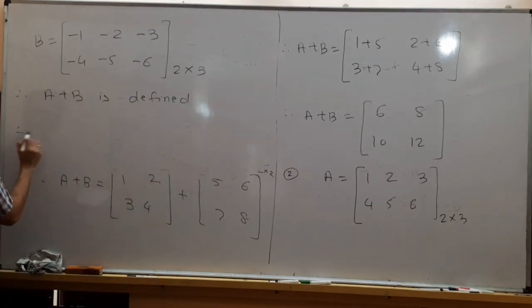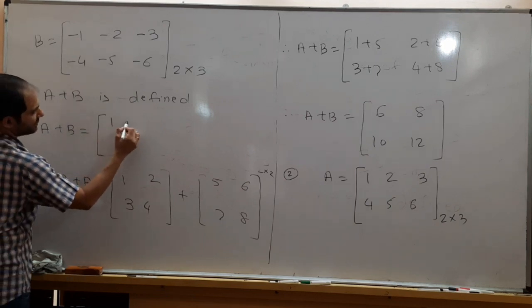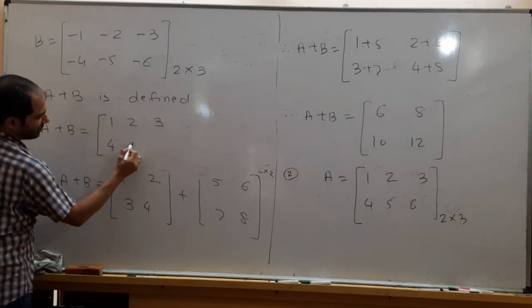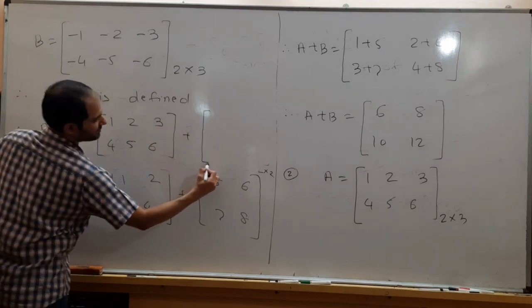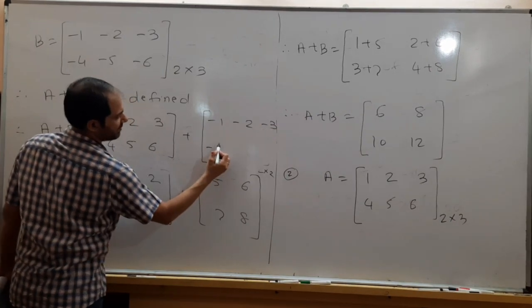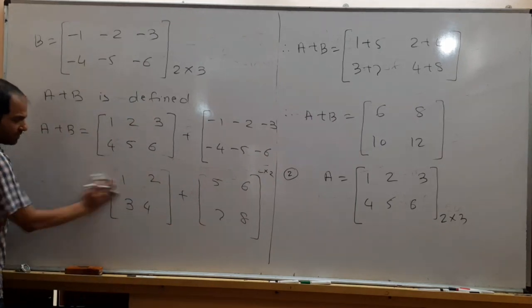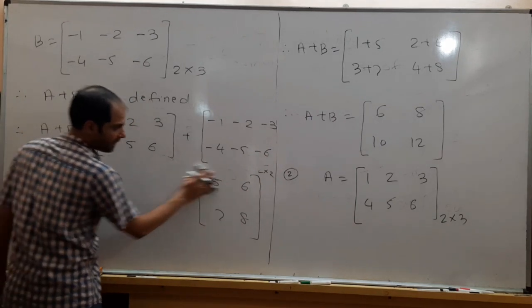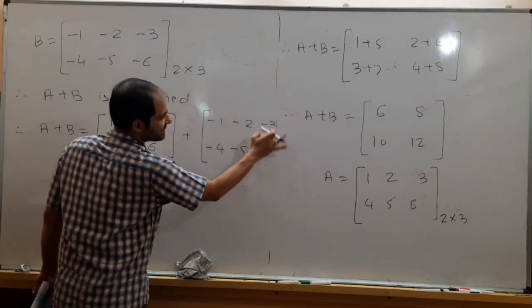Okay. So A plus B will be 1, 2, 3, 4, 5, 6 plus -1, -2, -3, -4, -5, -6. And then you have to add the respective elements. So what do you end up getting then?